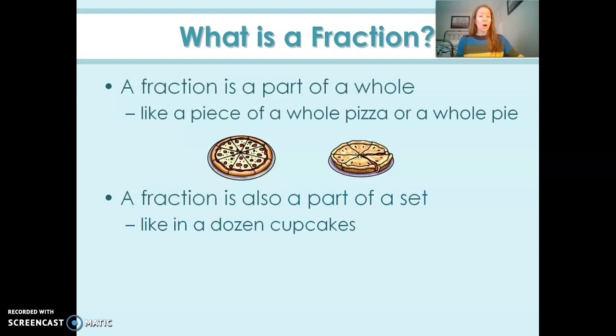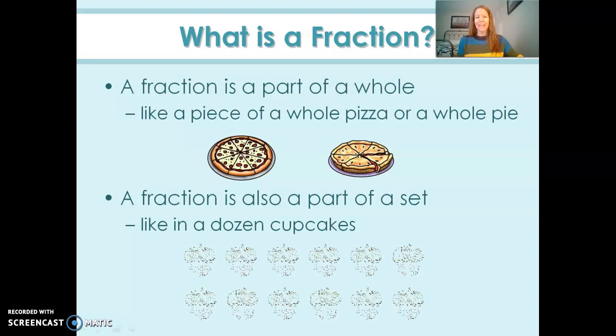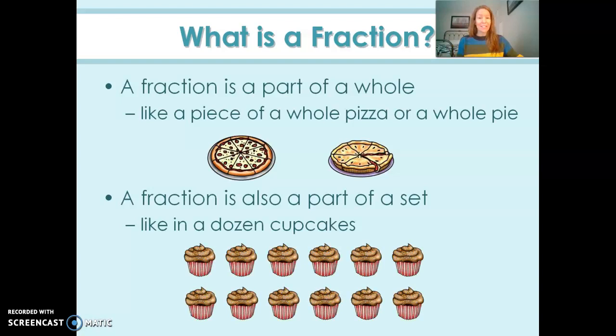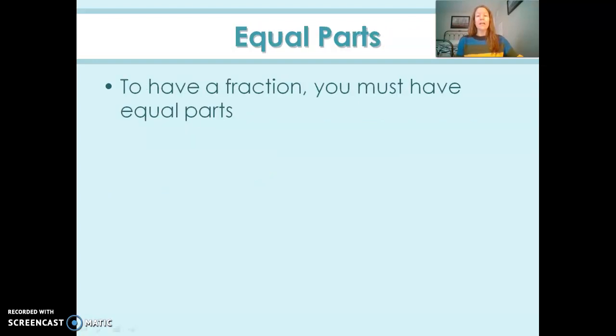A fraction is also part of a set, like a dozen cupcakes. Does anyone know how much a dozen is? If you guessed 12, you were right. So you can also do a fraction as part of a whole, where there's a whole set of something, but you can split them up into equal parts to make a fraction. To have a fraction, you must have equal parts. Sort of sounds like division, doesn't it?